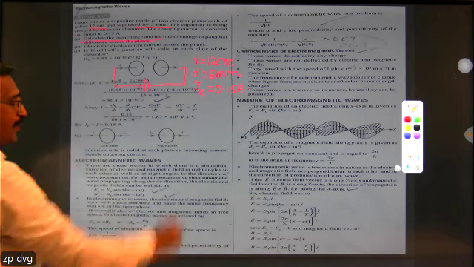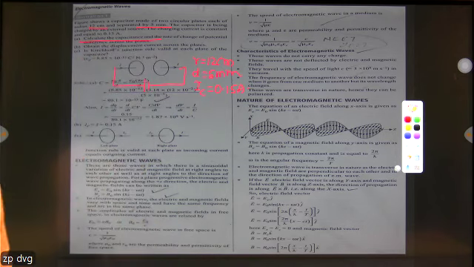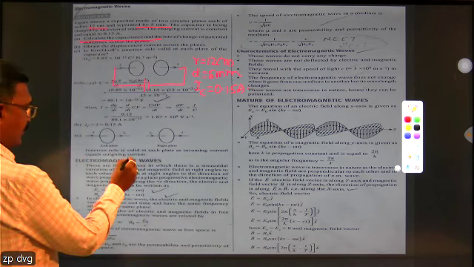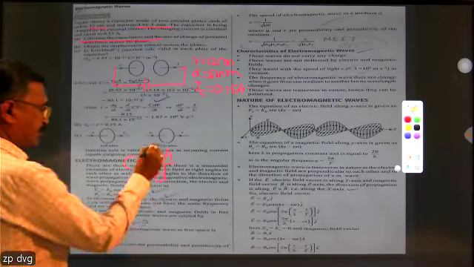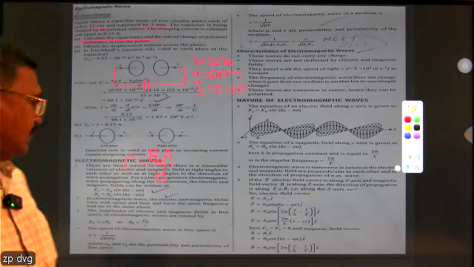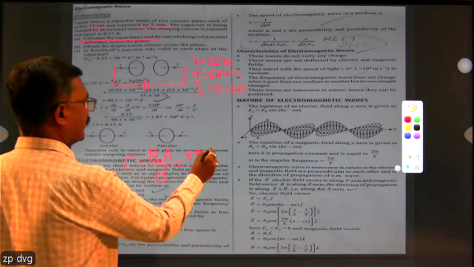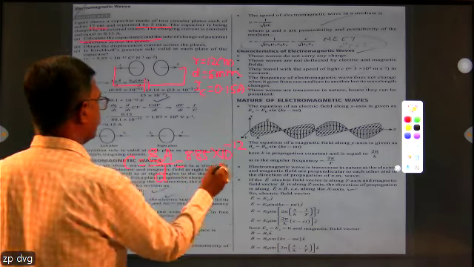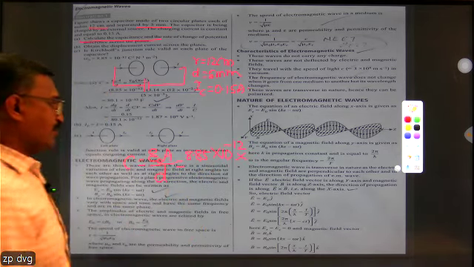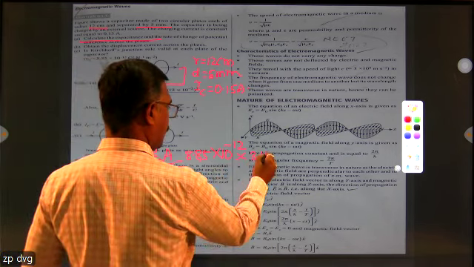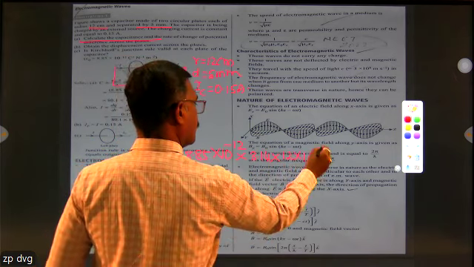What is the capacitance of this parallel plate capacitor? You know the capacitance of a parallel plate capacitor. What is the formula? C is equal to epsilon naught A by d. Epsilon naught is the permittivity of free space. It is 8.85 into 10 power of minus 12, into A, the area of the plate. Since they are circular plates, we should substitute it as pi r square. Pi is 3.14. R is the radius, that is 12 into 10 power of minus 2, whole square.